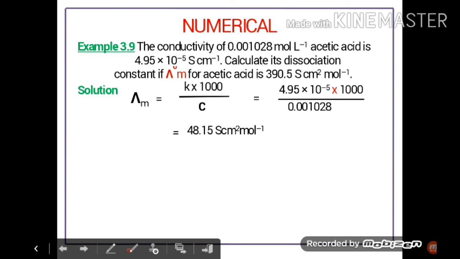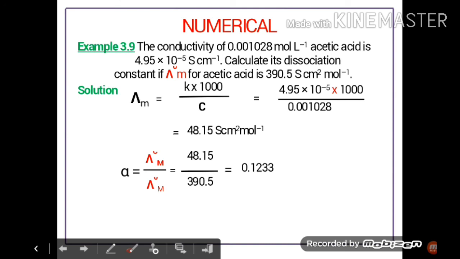Now we will calculate the degree of dissociation. To calculate the degree of dissociation, alpha is equal to molar conductivity divided by limiting molar conductivity. We have calculated the molar conductivity as 48.15, divided by 390.5, and it is equal to 0.1233. This is the degree of dissociation.